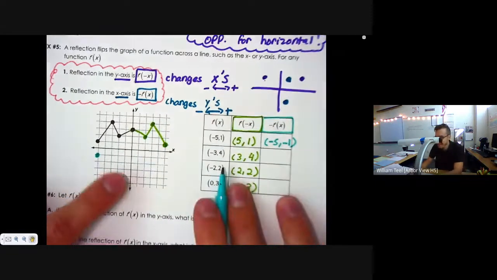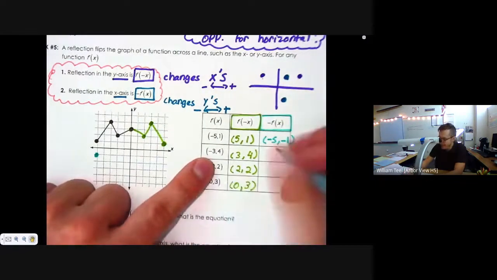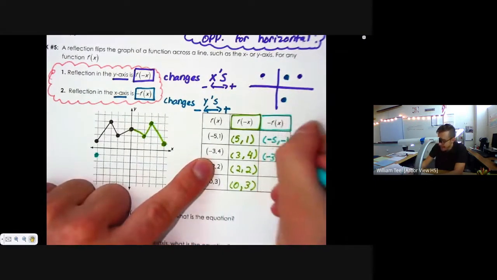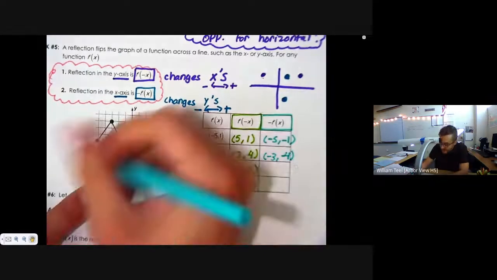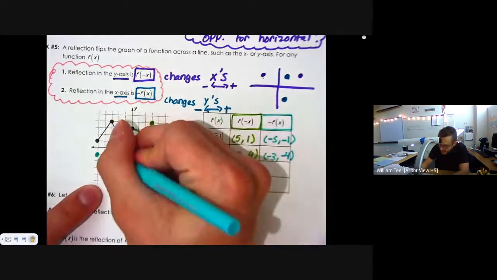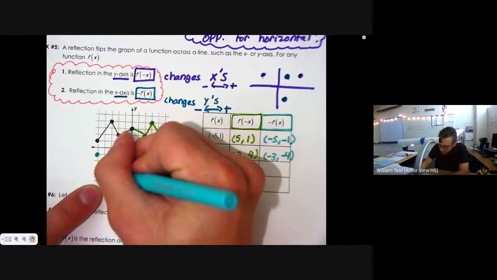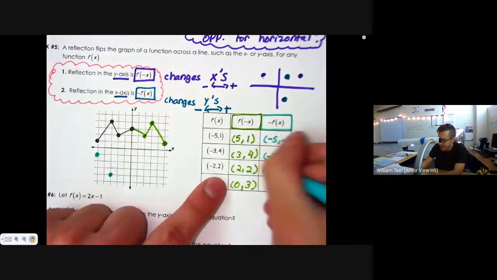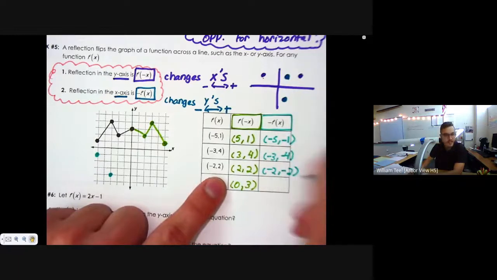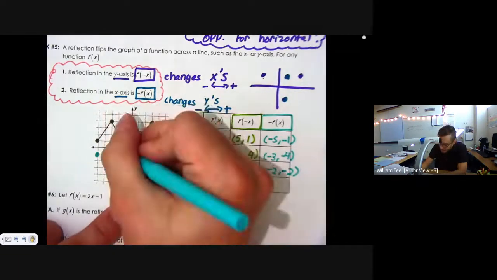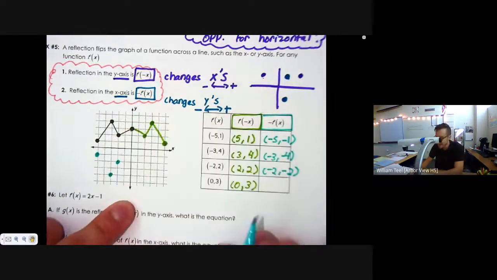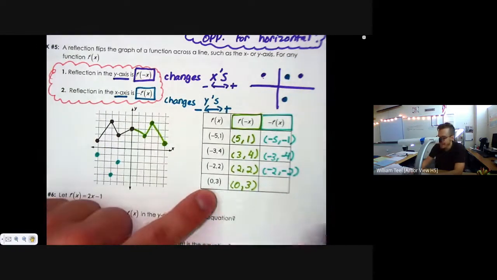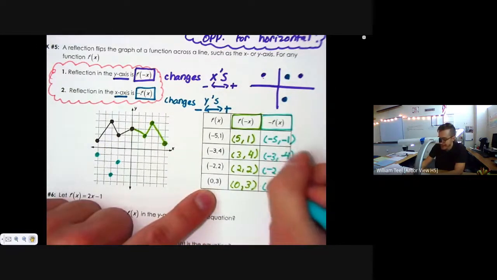Second point, negative 3, comma 4, I'm changing that y value to negative 3, comma negative 4. So right here I have negative 1, 2, 3, negative 1, 2, 3, 4. Third point, negative 2, comma 2, I'm changing that y value, negative 2, comma, negative 2, right here. And last but not least, 0, comma 3, that y value is going to change to 0, negative 3.